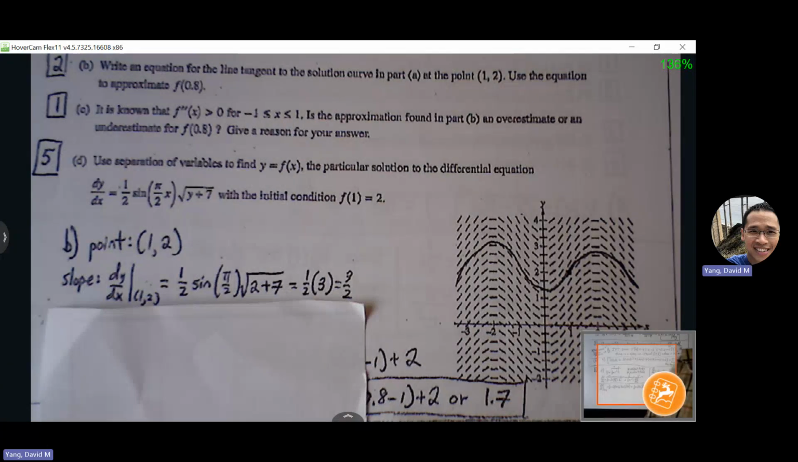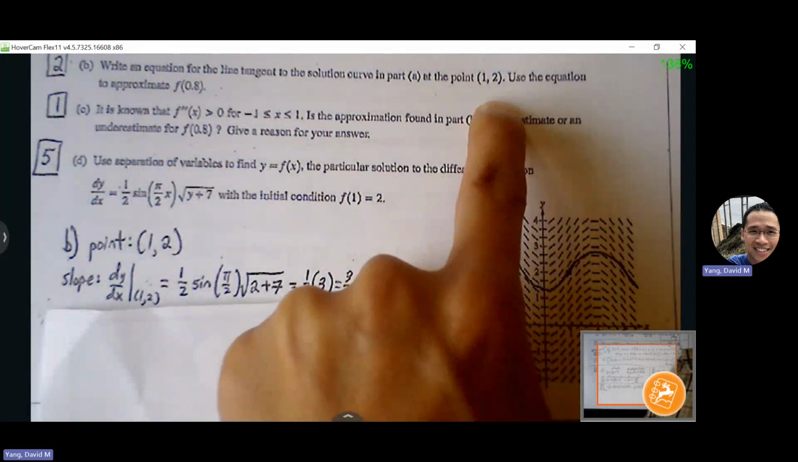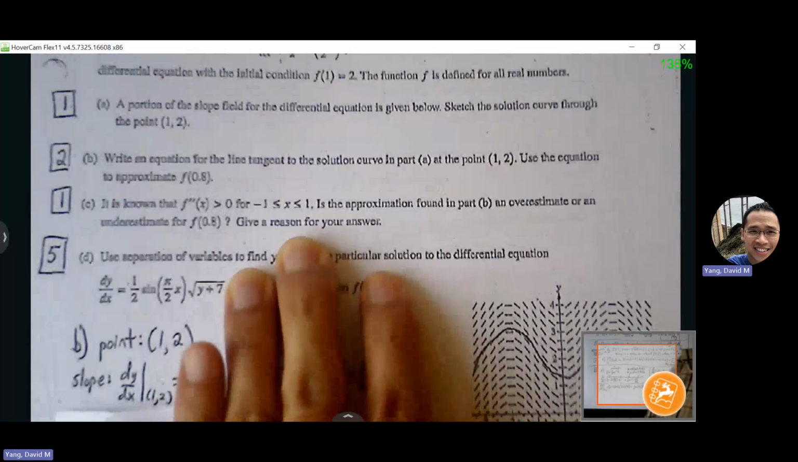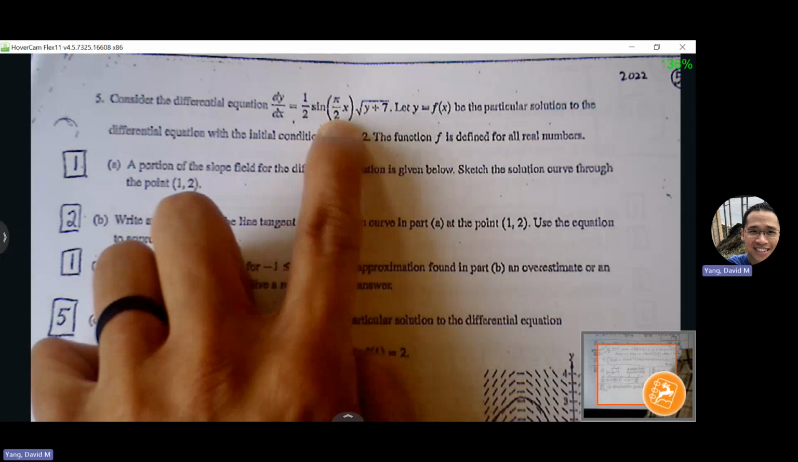Okay, part B, write an equation for the line tangent. So what information do we need if we want to build our tangent line equation? Point and slope, right? The point is given to us, which is 1, 2. To find the slope comes from the derivative. So your dy dx is your derivative, so we can just plug in that ordered pair into that derivative and get a slope value.